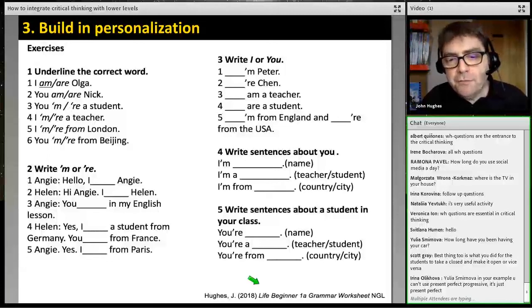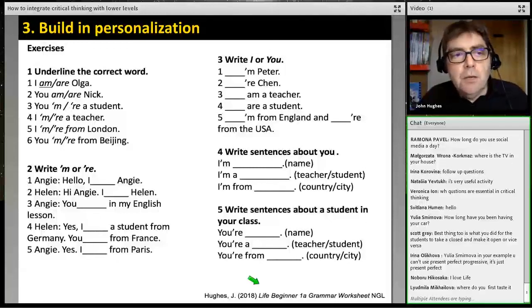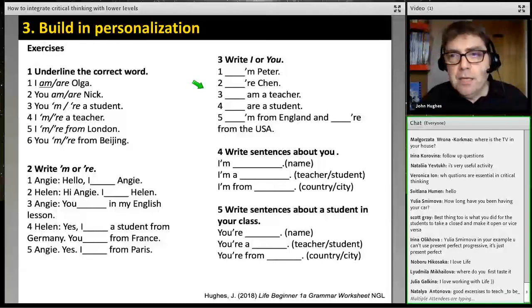So it's Life Beginner Level, Unit 1A. And as you'd expect with beginner level, we're doing the verb to be. So they're really simple exercises, yeah? It's beginner level, nothing complicated.